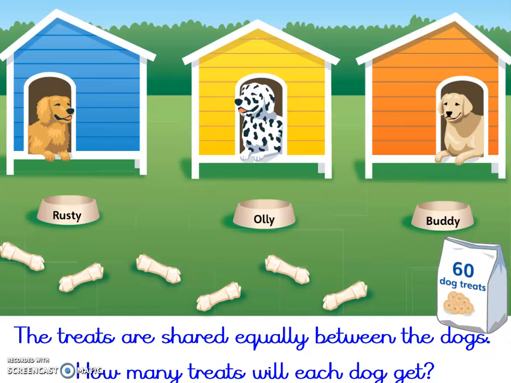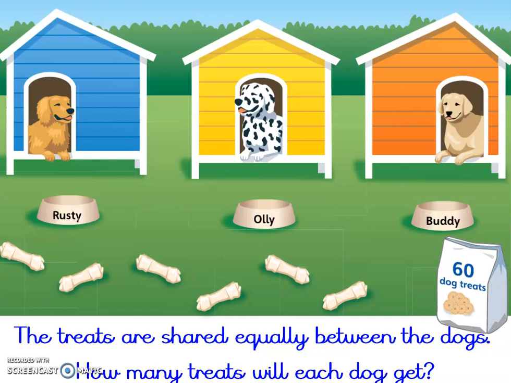The dog treats are shared equally between the dogs. How many treats will each dog get? Once again, for question 2, you're thinking about what is the calculation that I'm trying to solve? What operation am I going to use? And then which method are you going to use, which is going to allow you to answer that question most efficiently. So pause the video now, and I want you to try both those problems.